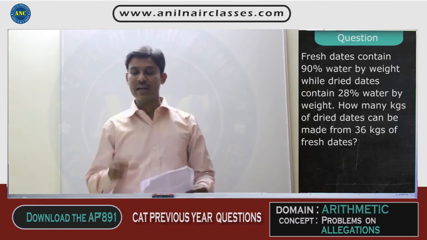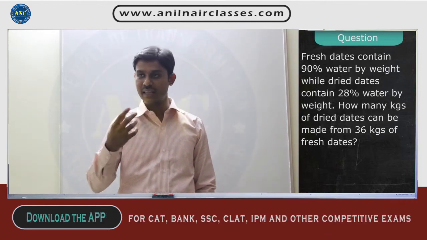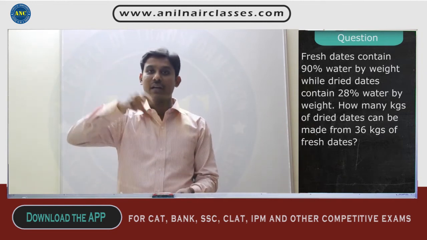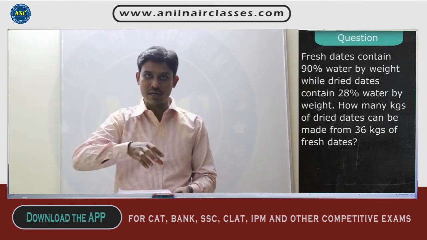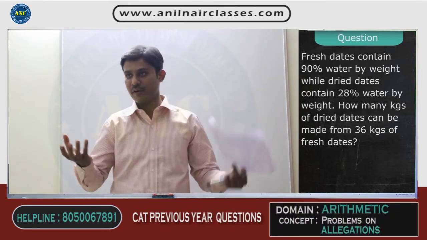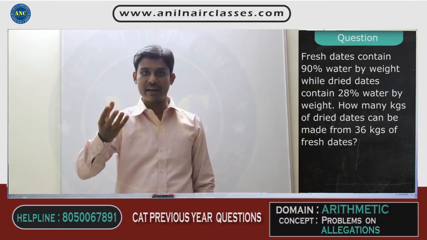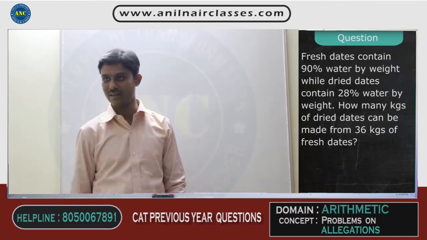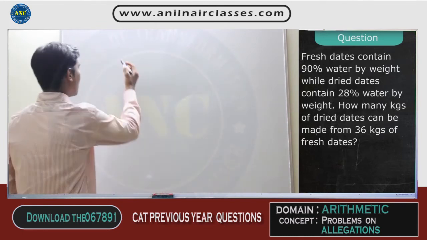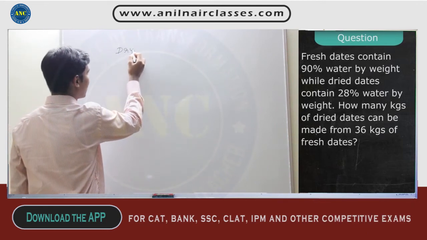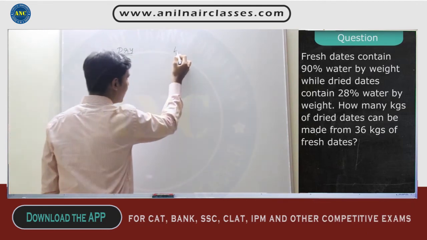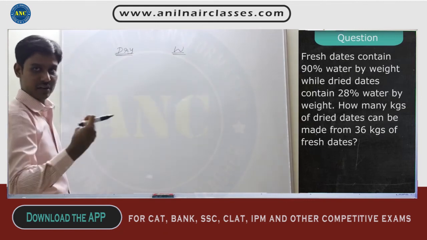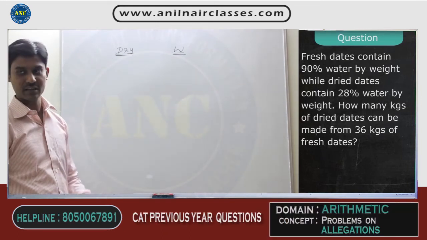Now, think logically. I have fresh dates, I have dry dates, and I also have water. That means if I put water into the dry dates, then the resultant will be fresh dates. Dry dates plus water will actually give you the fresh dates. That means whatever we are combining is dry dates with water, and the resultant we are getting is nothing but the average, that is nothing but the fresh dates, right?